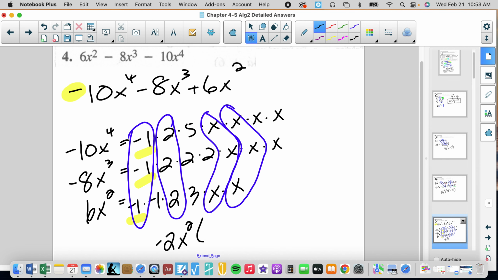What are we left with from negative 10x to the fourth? We're left with 5x squared. We're left with 4x. And we're left with negative 3. Oh, baby, look at that. So that would be the proper way to factor that polynomial.